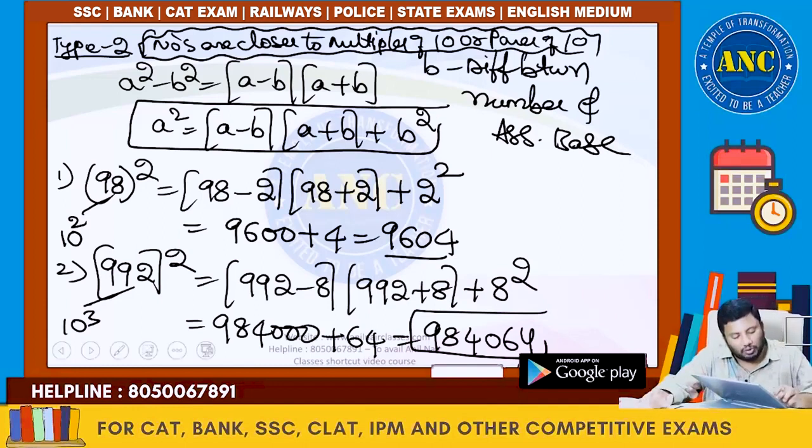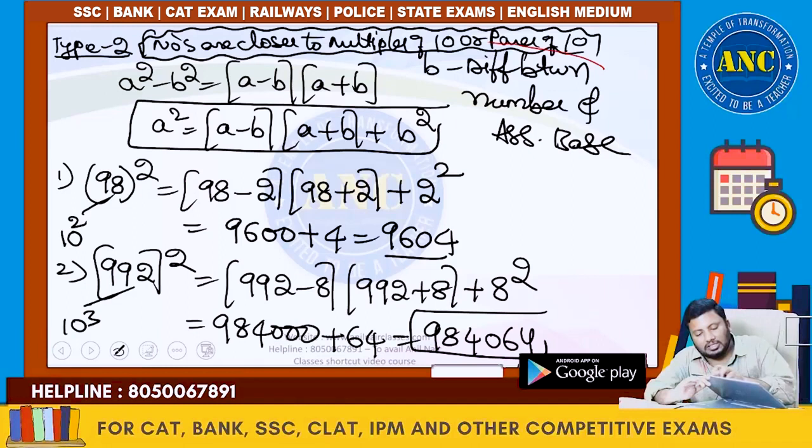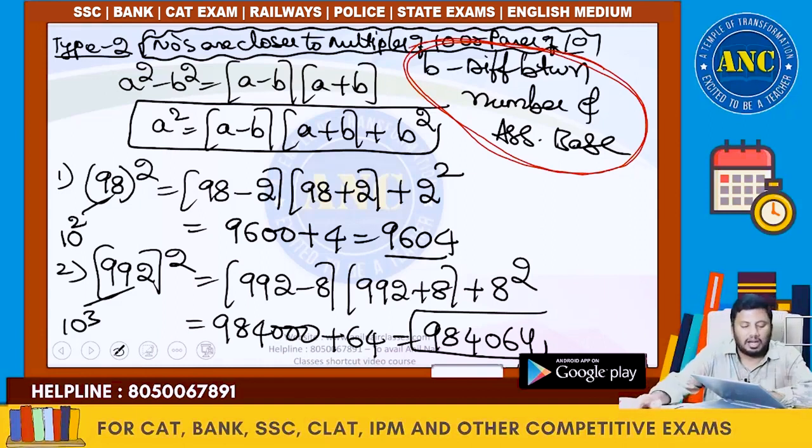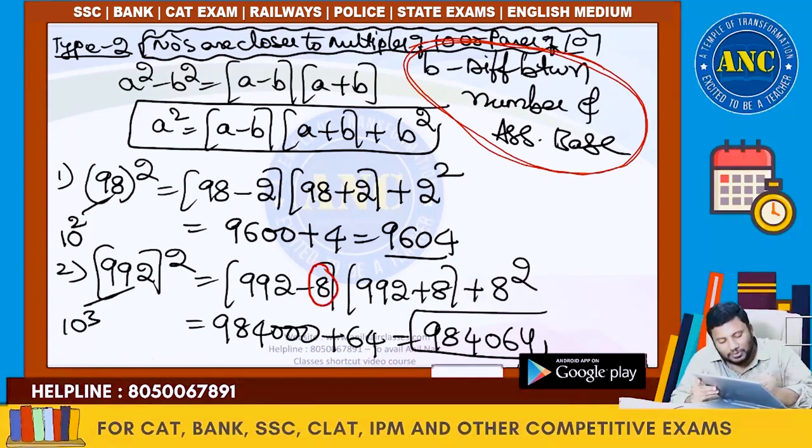What are the two important learnings? B is nothing but the difference between the number and the assumed base. 98 is nearer to 100, so 98 minus 2 into 98 plus 2, plus 2 square. 992 square: 992 minus 8. This is the absolute difference between 992 and 1000. Idea clear?